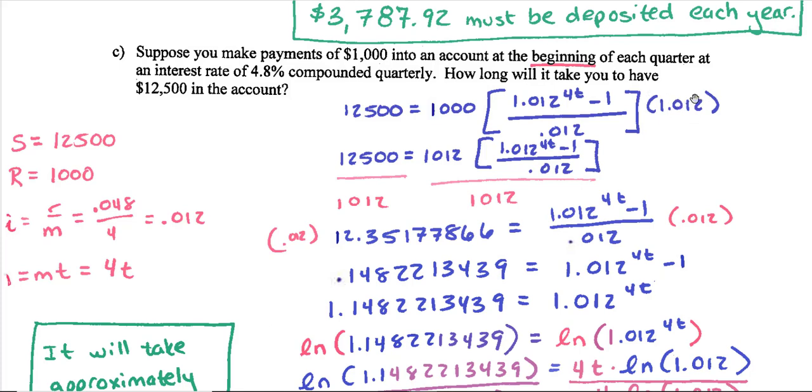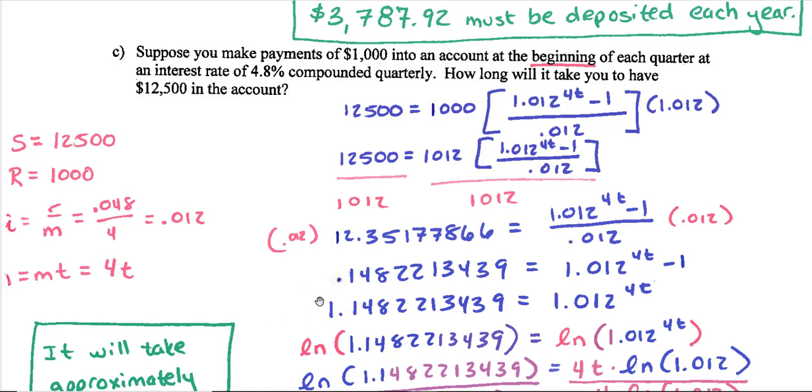First thing I'm going to do is divide both sides, or actually, you know what? I'm going to multiply the 1,000 by the 1.012, and I get 1,012. Then I'll go ahead and divide both sides by 1,012. And when I do, I get 12.35177866. Remember what I've said before, save your rounding until the very end. Equals 1.012 to the 4t minus 1 over 0.012. I'll get rid of this 0.012 by multiplying both sides by it. And I get 0.14822134439 is equal to 1.012 to the 4t minus 1.